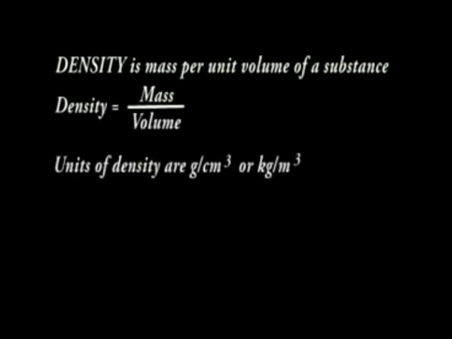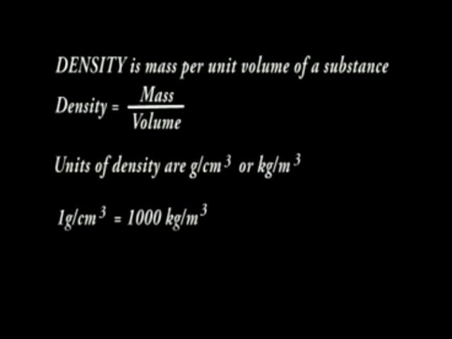Density. Density is mass per unit volume of a substance. Density is thus mass over volume. Units of density are grams per centimeter cubed or kilograms per meter cubed. For simple conversions, 1 gram per centimeter cubed is equivalent to 1,000 kilograms per meter cubed.